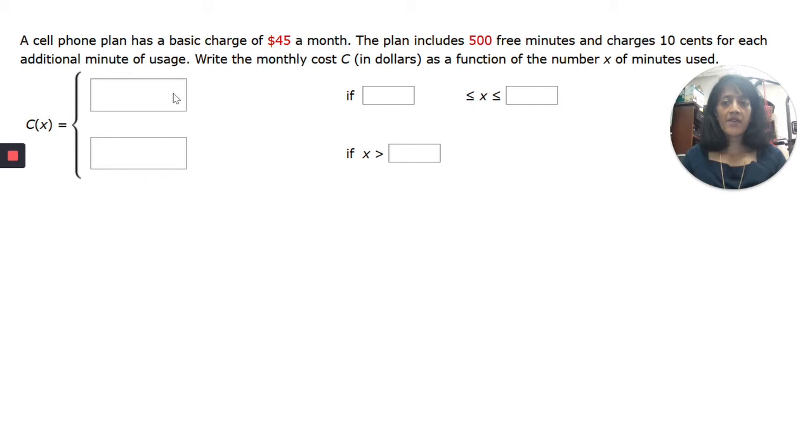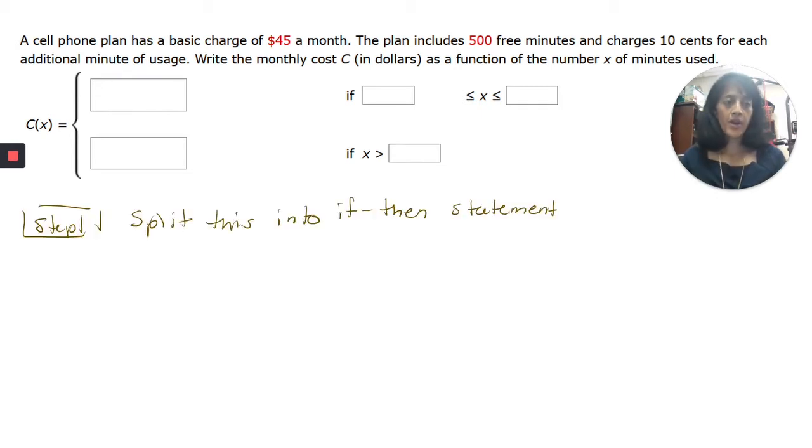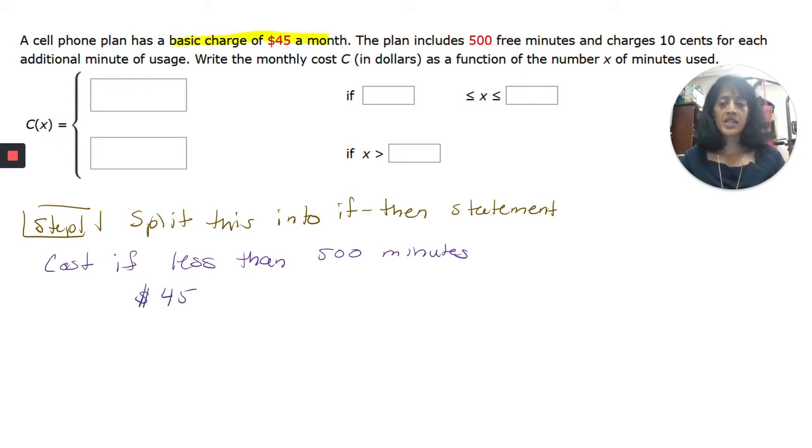So here you have this bracket, and what it really is, it's a decision tree. It's what you pay. So break this problem down into a way that you can understand. You're given that a cell phone plan has a basic charge of $45 a month. The plan includes 500 free minutes. So what's going to happen? Well, if my mom got this plan, she would not talk over 500 minutes because she has to pay more. So if you're less than 500 minutes, it's only going to be $45.